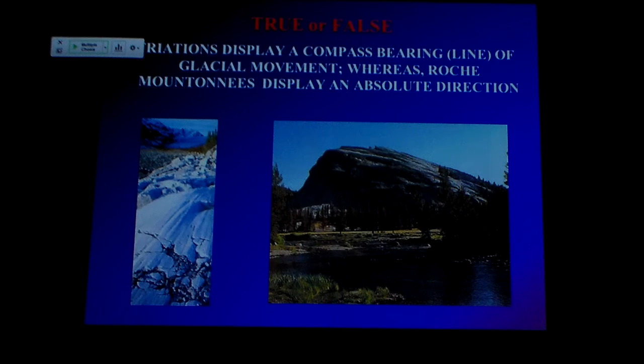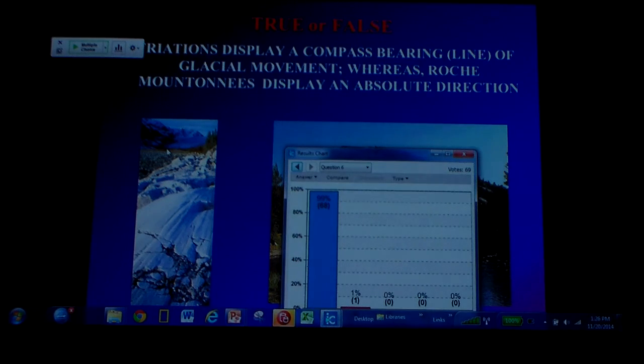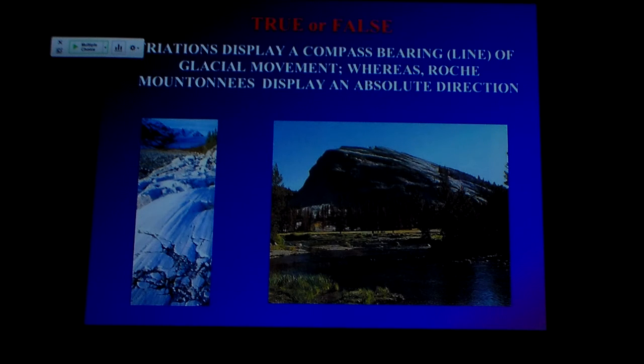Striations display a compass bearing or a line of glacial movement, whereas roche moutonnées display an absolute direction. I'm only going to give you 15 seconds. I know you all know this. Okay, absolutely. Glacial striations are great, and you've got glacial striations all over the roche moutonnées, don't you? So that's giving you the bearing direction. But that asymmetric roche moutonnée shape tells you the absolute flow direction.